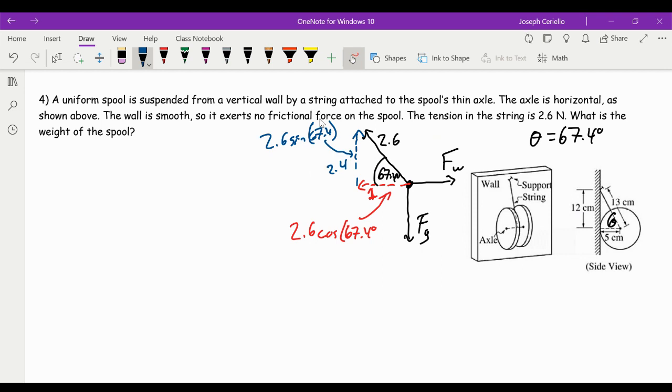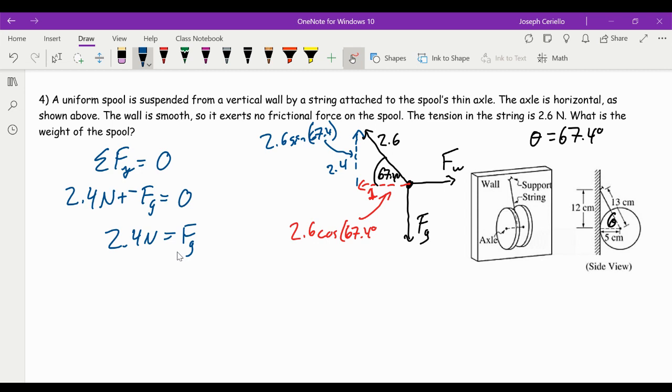So let's find the weight. The weight is in the y direction. Let's see if we can get it without bothering with the x direction. The sum of the forces in the y direction is equal to 0 because nothing's accelerating, right? So in the y direction, I have 2.4 newtons upward plus a negative force of gravity, and I have no other forces in the y direction. So 2.4 newtons is equal to my force of gravity. That's it. I don't even have to do the x direction.